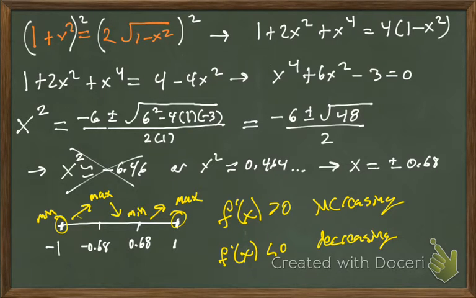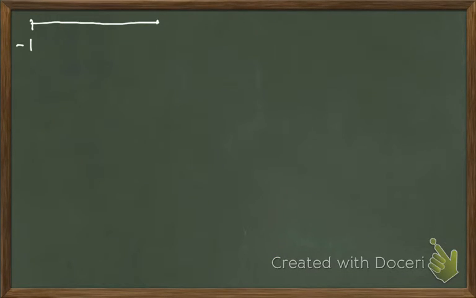So that may very well be what happens there. There might be other possibilities, but we're going to go ahead and pick a number between -1 and -0.68, between -0.68 and 0.68, and 0.68 and 1, and that's going to tell us whether the function is increasing and decreasing. Of course, we're going to plug that into the first derivative. Okay.